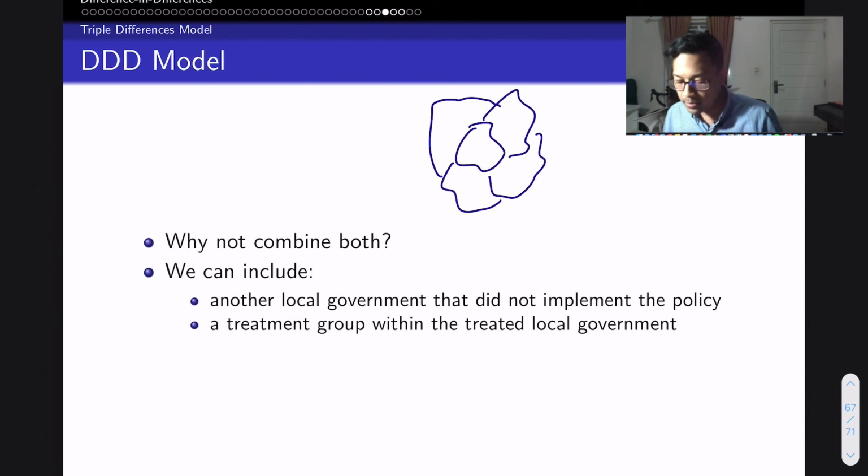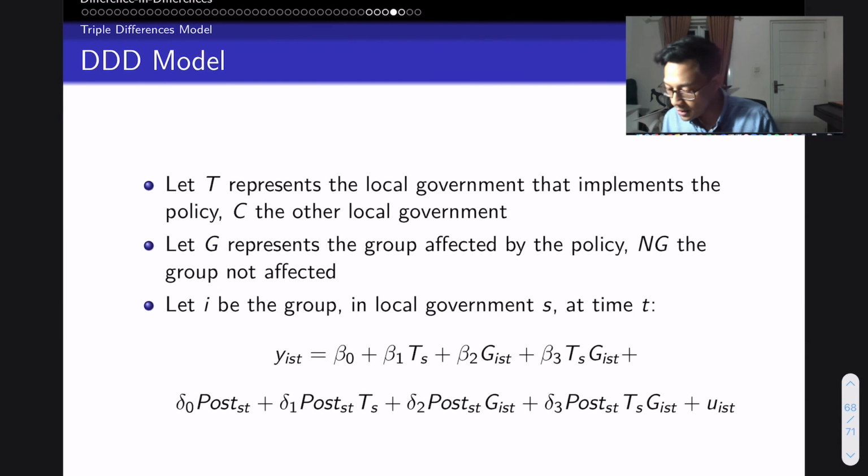Okay, so let P represent the local government that implements the policy, and C the other local government, and let G represent the group affected by the policy, again the poor subpopulation, and the non-G the group not affected. It looks a bit intimidating, the specification of the triple difference model, but it's actually relatively straightforward.